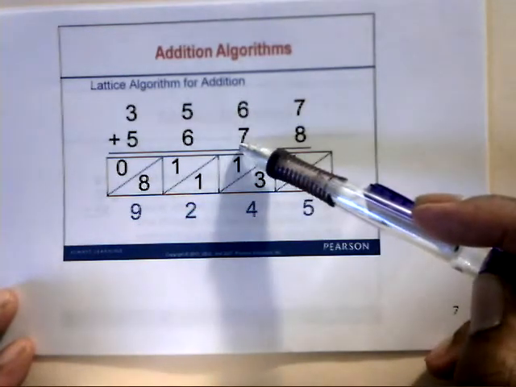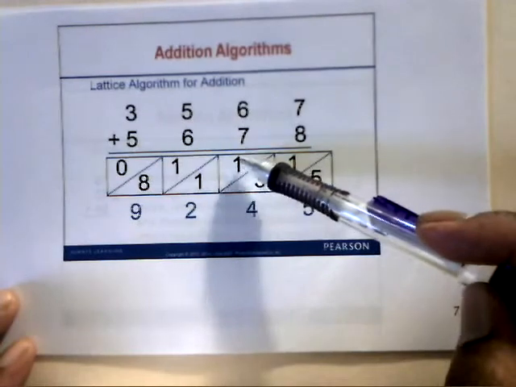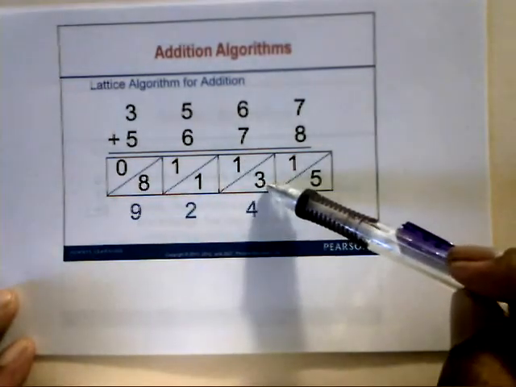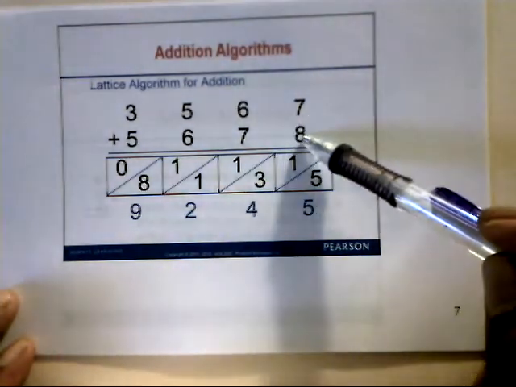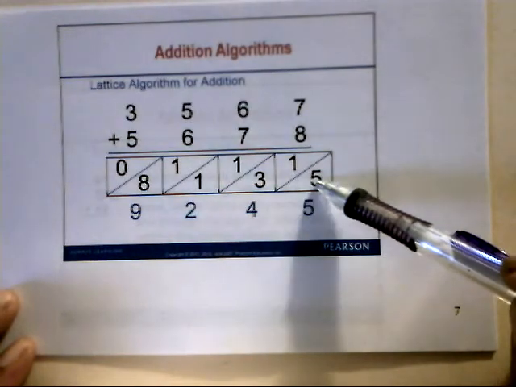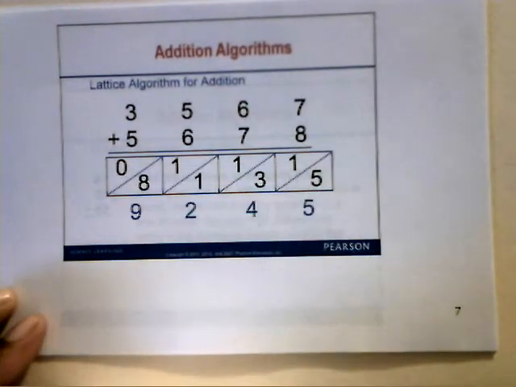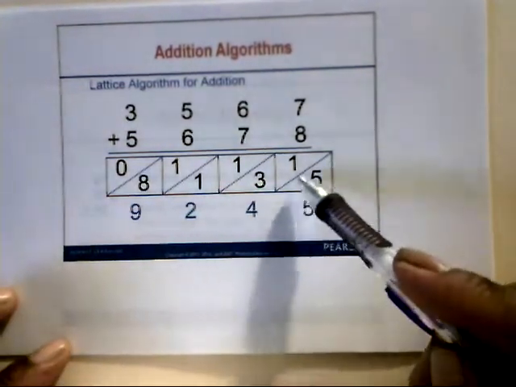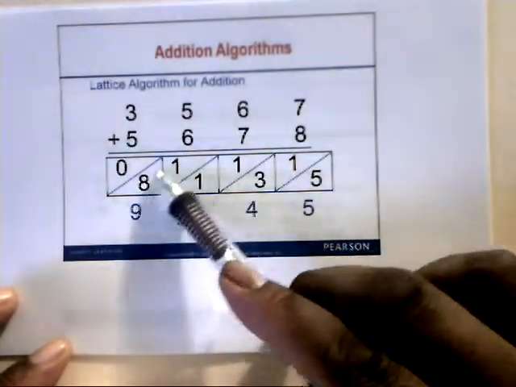6 plus 7 is 13. So the 1, which is your 10s, goes here. The 3, which is your 1s, goes down here. Then 7 plus 8 is 15. So the 1 goes here and the 5 here. Now to get the final answer, we add along the diagonals.